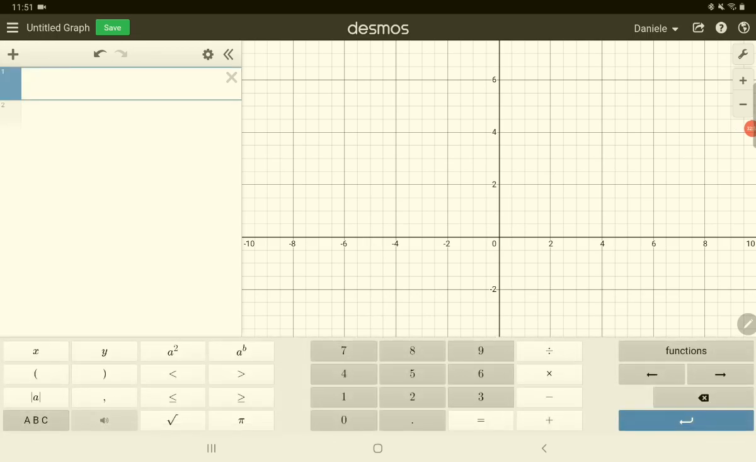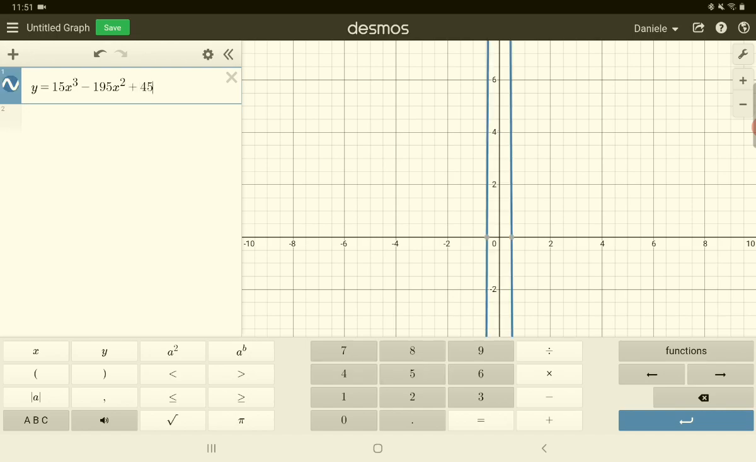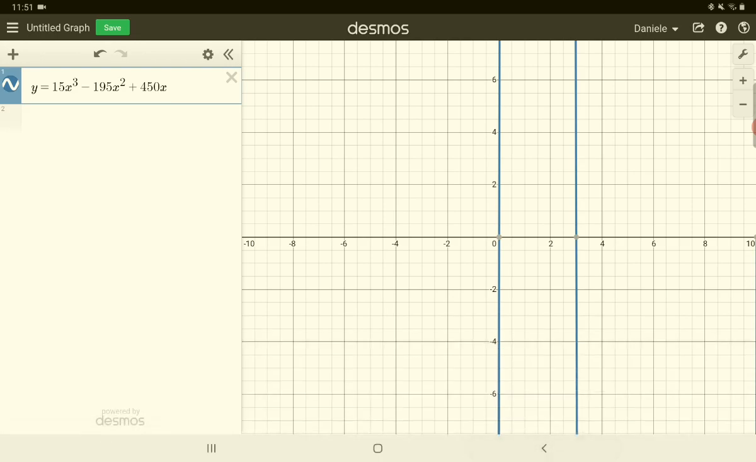Okay, and let's go y equals 15x to the power of 3 minus 195x squared, and then plus 450x. You can see that I can't see everything that's going on here, not even close. So we need to figure out what we need to make our window here.